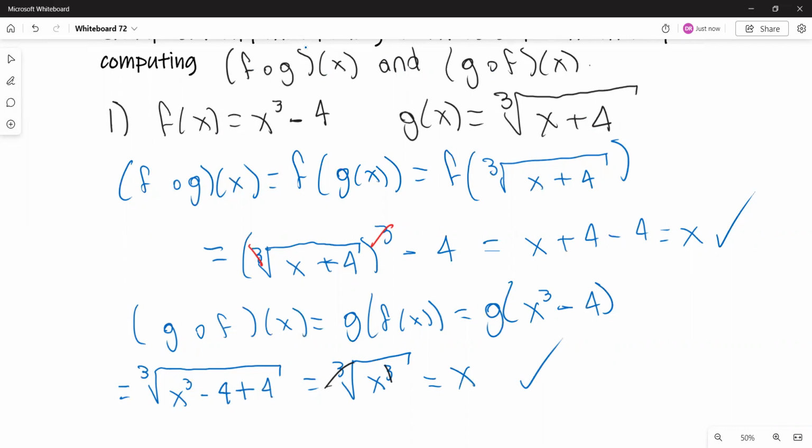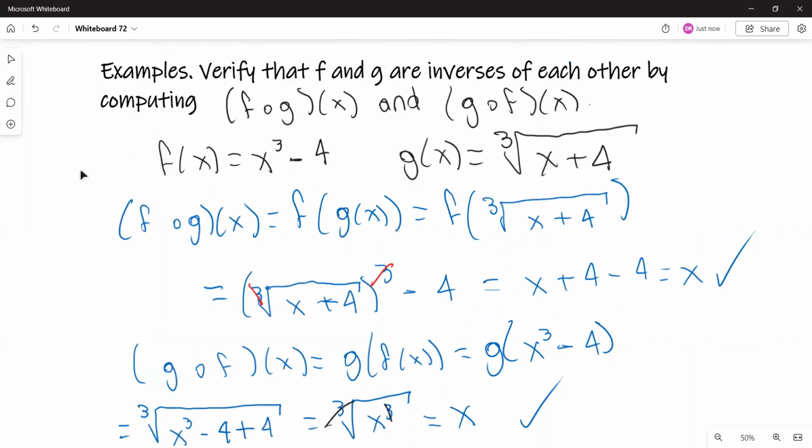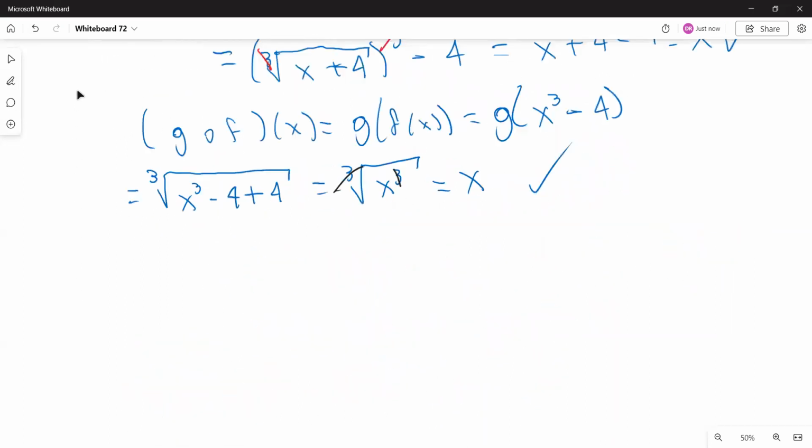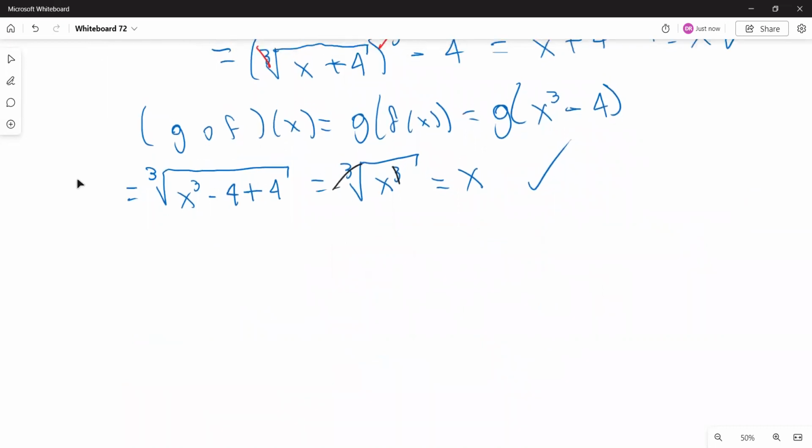Actually, I only have one. I call this number 1, but we only have one example. Now, how to find the equation of the inverse function? This is on page 411.